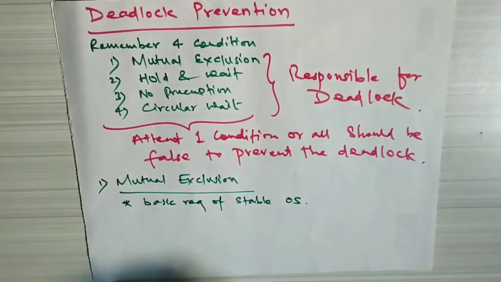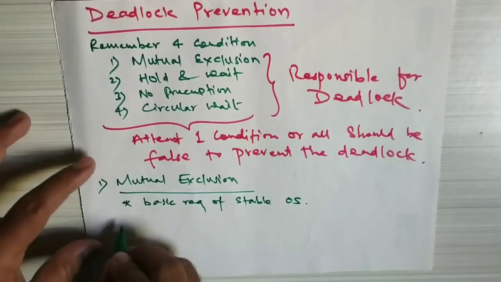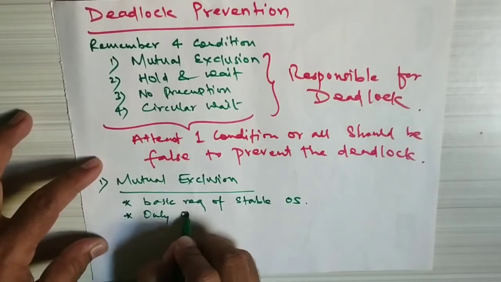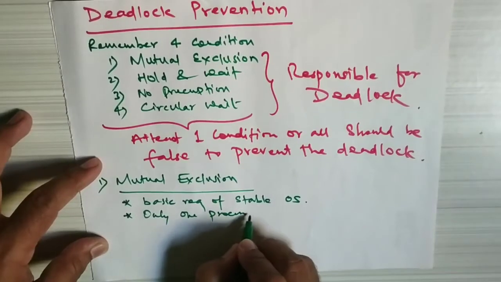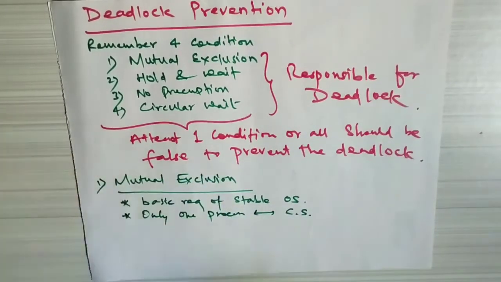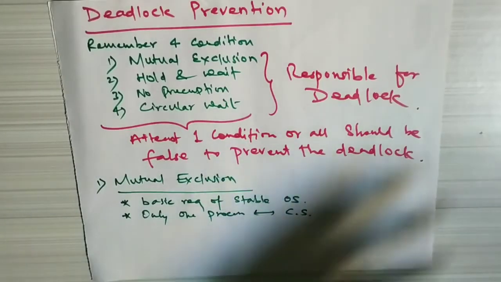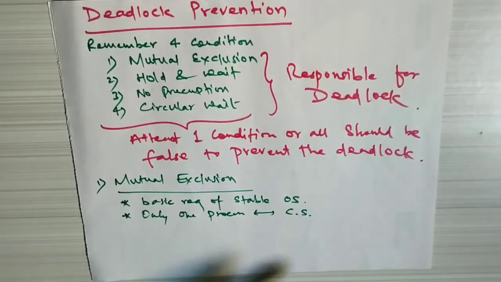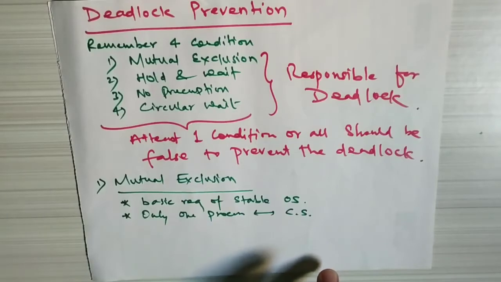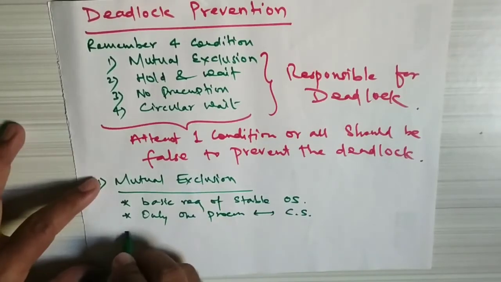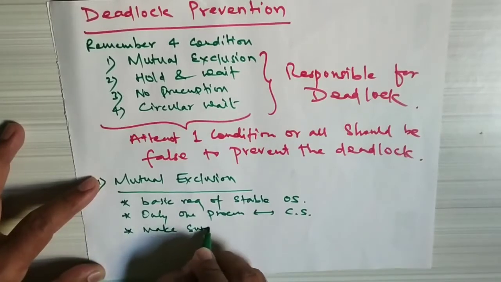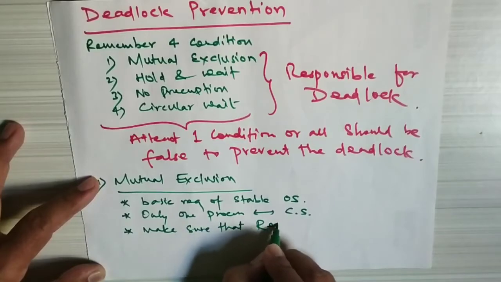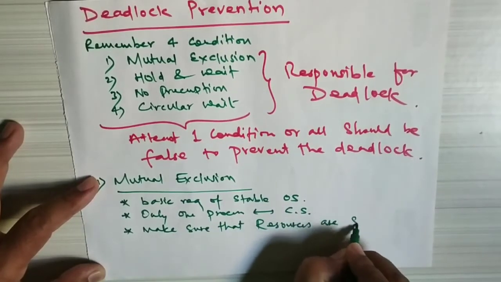According to mutual exclusion, we need to make sure that only one process will be in the critical section. We know that in the critical section only the critical resources are placed. So we have to make sure that only one process will be in the critical section, and we need to make sure that resources are shared.